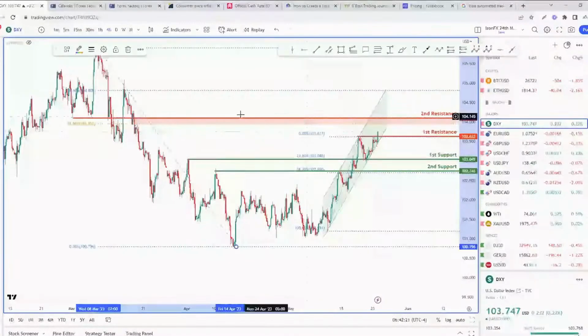And then we also have an overlap resistance here. As you can see, price has bounced off once, twice, three times here in the past before finally breaking through. And of course, it didn't act as a resistance here. It didn't act as a support here either.